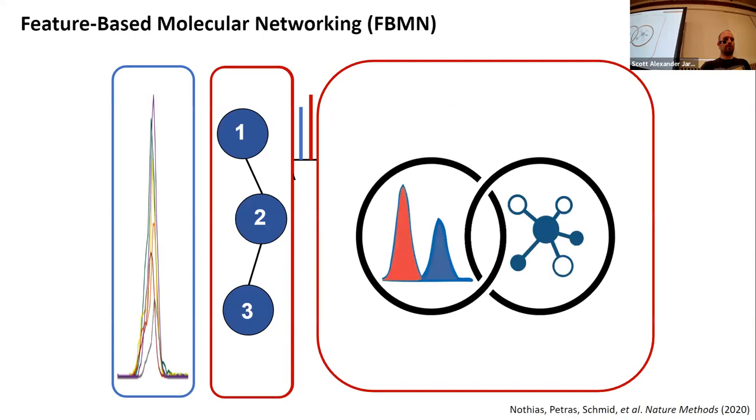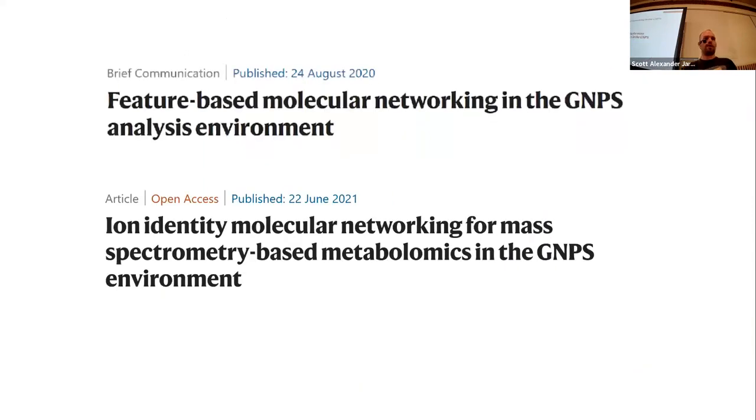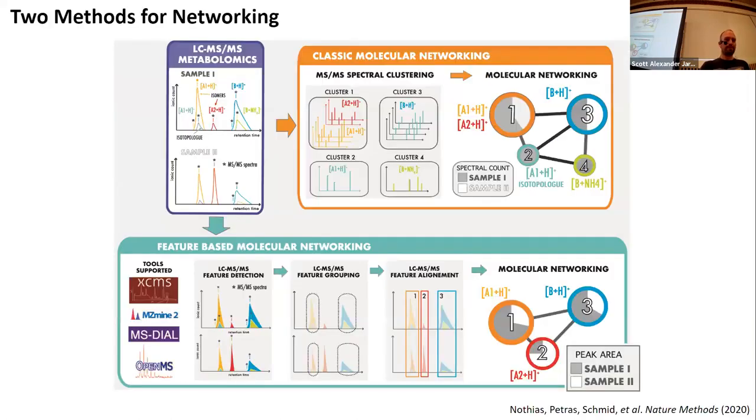So these are, I think, the most recent papers, both the feature-based molecular networking paper as well as the ion identity networking paper. If you have not seen them, I would recommend taking a look at them. They describe in pretty much detail what I just said. And as another main take-home message, there are two ways of generating molecular networks in GNPS, classic molecular networking as well as feature-based molecular networking. And what we did here was feature-based.